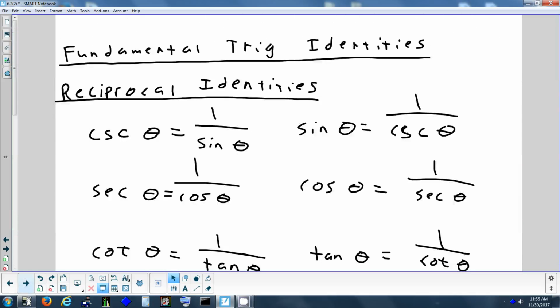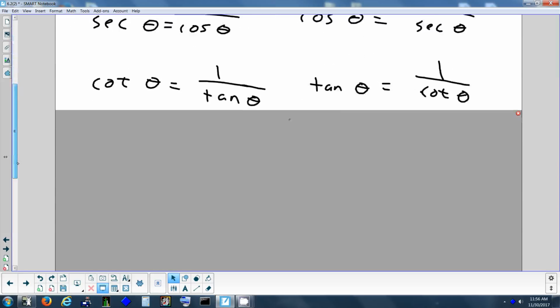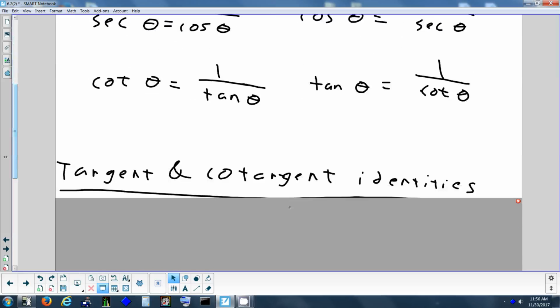Okay, so I just gave you all those identities. Those are called the reciprocal identities. I'm going to give you two more, well, actually three more. But the last three, I'm just giving them to you right now so you have all these on the same page in your notes. You don't have to know the last three for the test.